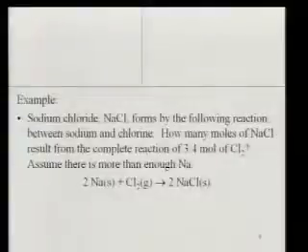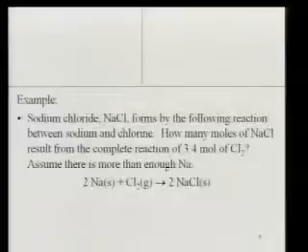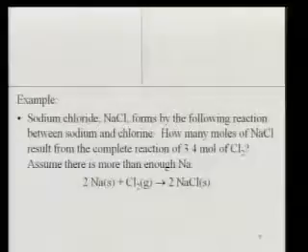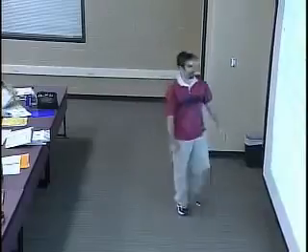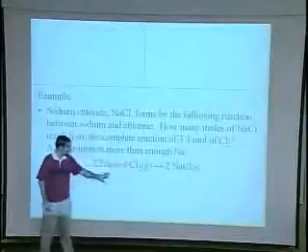Let's look at an example. Sodium chloride forms by the reaction that you see down here between sodium and chlorine. We'll say it's elemental. We'll say it's solid sodium reacting with gaseous chlorine. It's going to give you solid sodium chloride when that happens. I want to know how many moles of NaCl result. How many moles will form from the complete reaction of 3.4 moles of chlorine, assuming there's more than enough Na. What that tells you is this is not an issue.